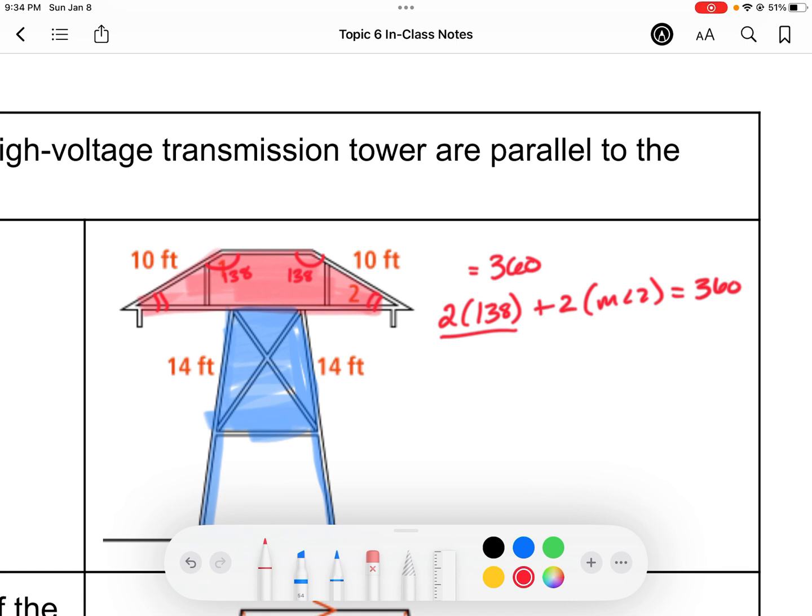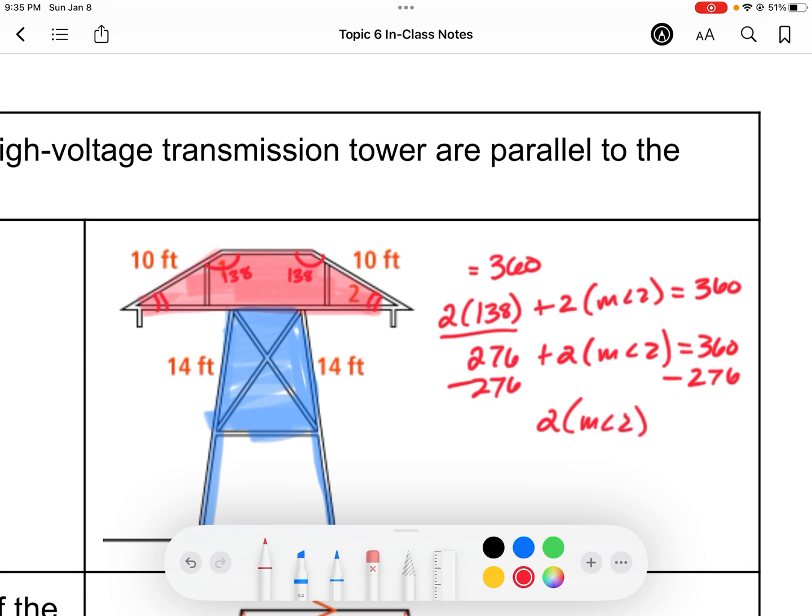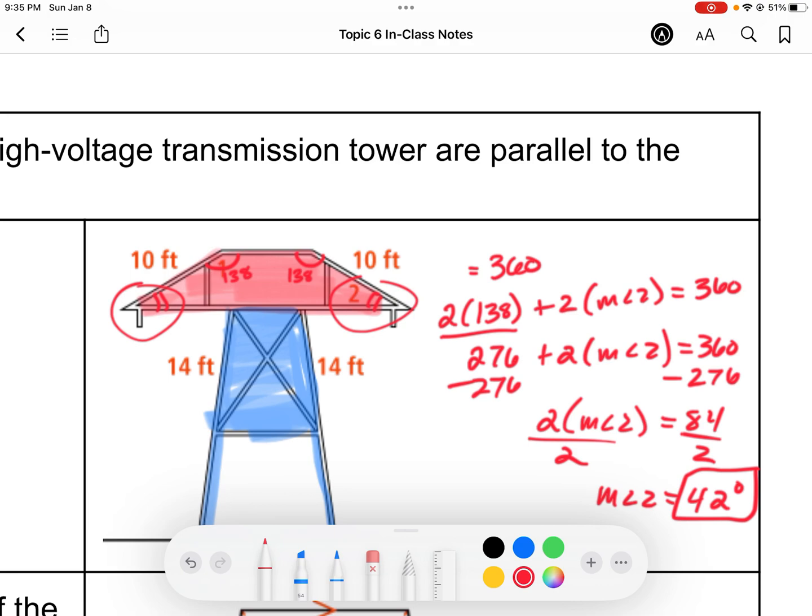If I do 2 times 138, or 138 plus 138, that's 276. I'm going to take that away from 360. So 2 times the measure of angle 2 then has to equal 84, because 360 minus 276 is 84. I have to divide that by 2. There's 2 of those base angles down here, so I have to split that in half. And that gives me that the measure of one of them is 42 degrees. So the measure of angle 2 is 42 degrees.